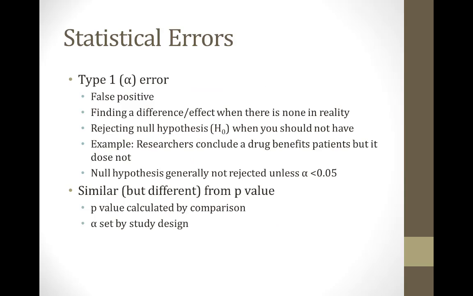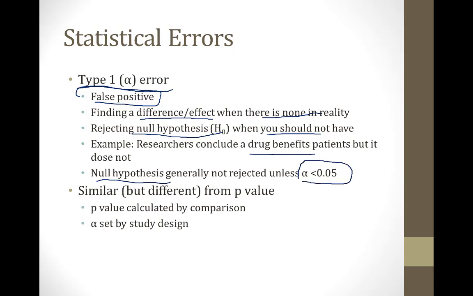Finally, in this module, let me give you a little more detail on the two types of statistical errors. The first type is a type 1 or alpha error, and this is a false positive result. This is when our experiment finds a difference or effect, but in reality there isn't one. Another way to think about it is this is when we reject the null hypothesis, but we shouldn't have. For example, if researchers conclude that a drug is helpful to patients, but actually the drug is not helpful. And in general, we don't reject the null hypothesis unless the alpha error is 0.5 or less. We want the alpha error likelihood to be very low before we're going to reject that null hypothesis.